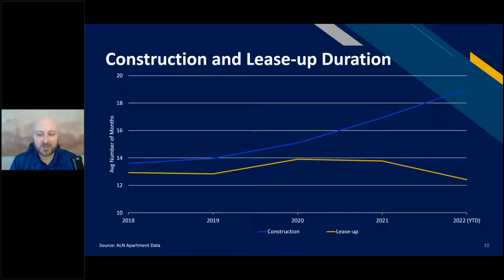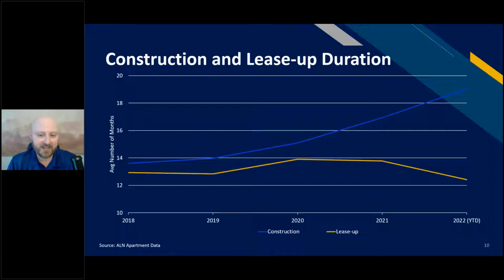Obviously, 2022, we're only halfway through the year, so there's a little bit of a sample size issue. We're comparing a half year in 2022 to the full years of these recent years. But nevertheless, we are 6 months through the year. It's a big enough sample to tell us something. So, for properties that have begun leasing so far this year, you can see that the construction time was even longer.